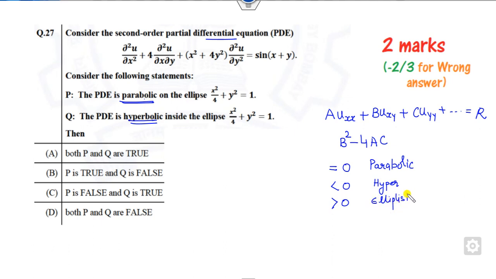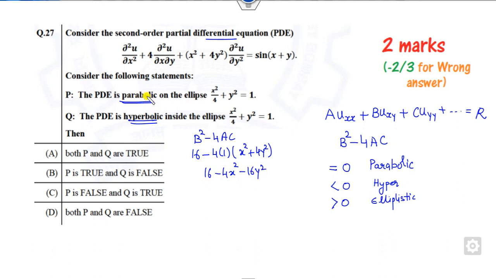Now, based on this simple concept, we will check which one will satisfy. Now compute b square minus 4ac. What is b square? It is 16, minus 4 times a, which is 1, times c, which is here. So you can see I can open this bracket for simplification. This is nothing but my expression here.